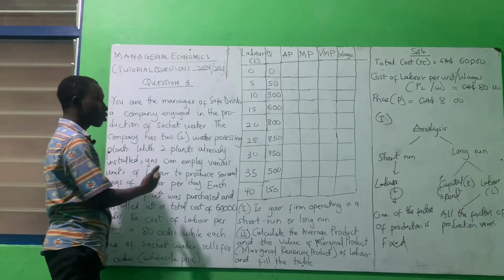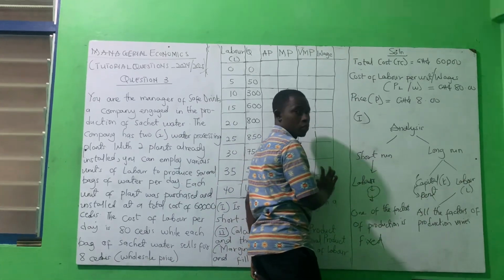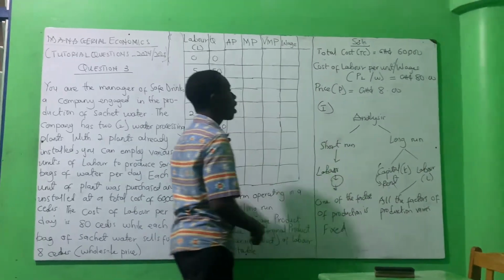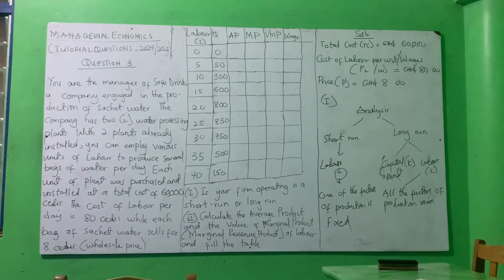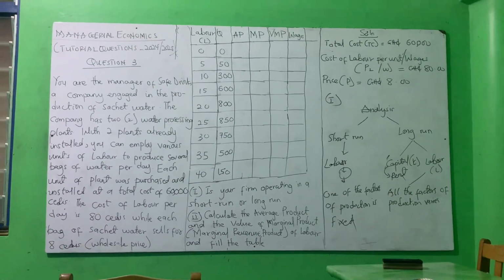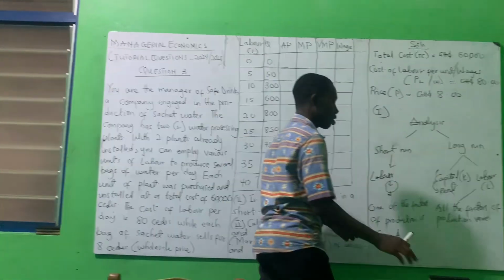So this particular question, based on the two emphasis made here, with the first part of the question, we use what? Short run. We are using short run because the firm employs various units of labor. Yes, that's how we chose it.